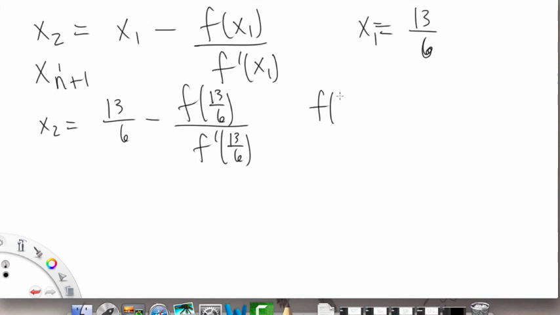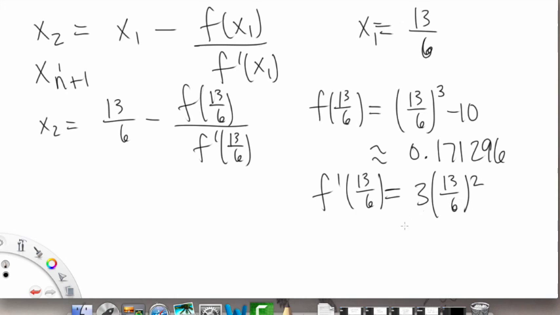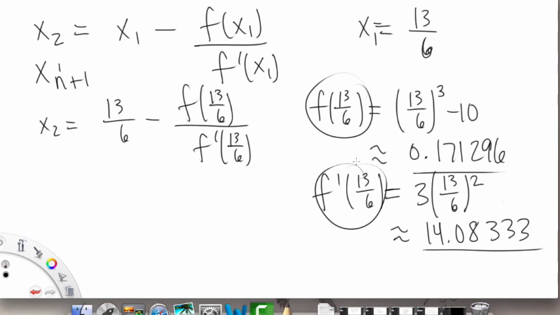f of 13 over 6 is our fraction raised to the third power, and then subtracting 10. That's about equal to 0.171296. And if we plug it into our f prime, 13 over 6, that's 3 times 13 over 6 squared, which is about equal to 14.08333. Now we have those two values, so we're going to plug those in and see what we get.